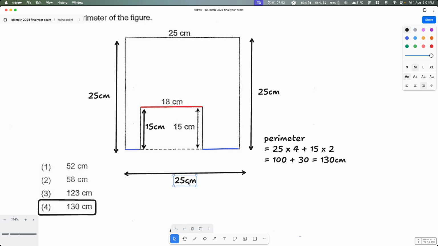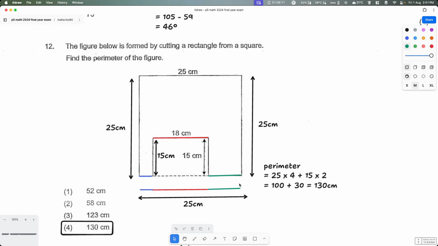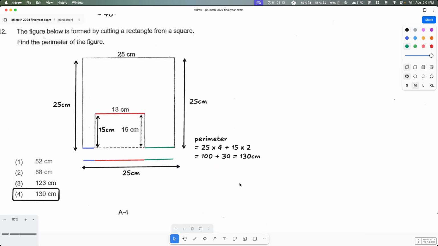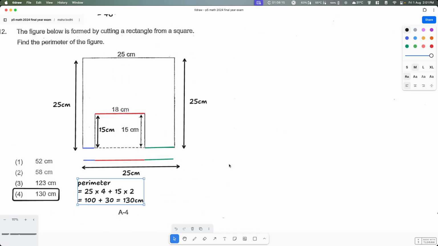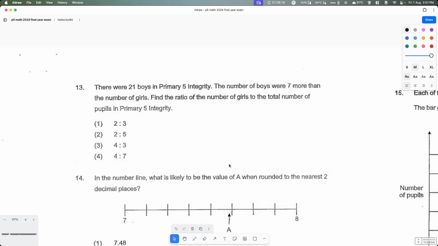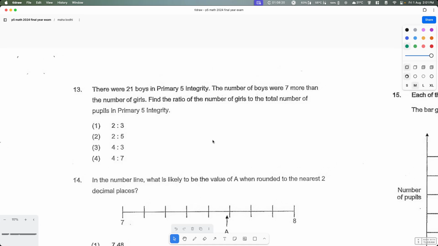So basically this whole thing, if I were to quickly put it here, the red will be here, the blue will be here. And then I'll say green. Then the green will also be here. Right? And these are also 25 centimeters. That makes sense, right? All right. Okay, so that's it. Let's move on to question 13.